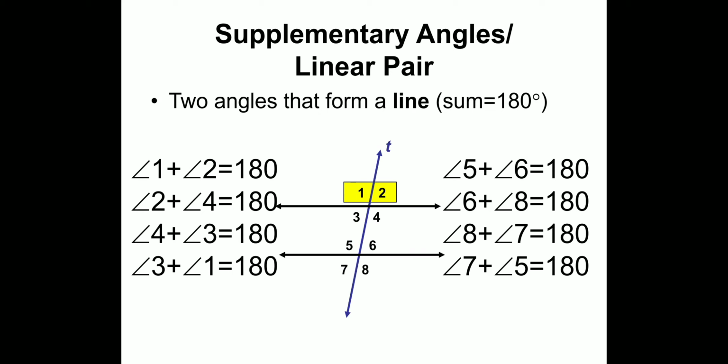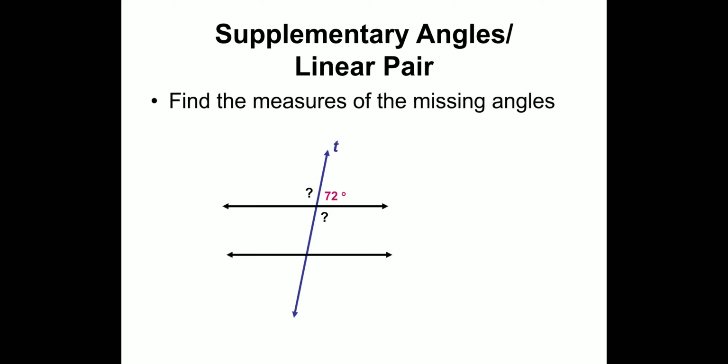Now let us see supplementary angles and linear pair. These are two angles that form a line, and their sum is equal to 180 degrees. Suppose in this figure, 1 and 2 equal 180, 3 and 4 equal 180. The angles in this transversal that form a line sum to 180 degrees, and that's why they are known as linear pair or supplementary angles.